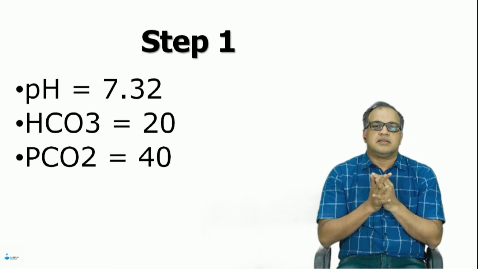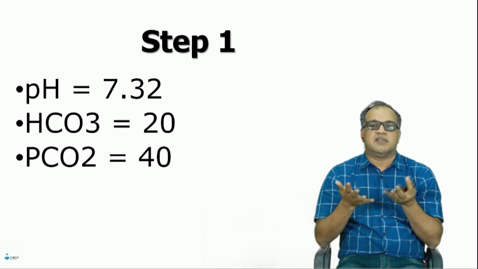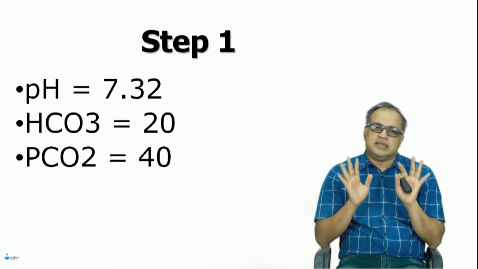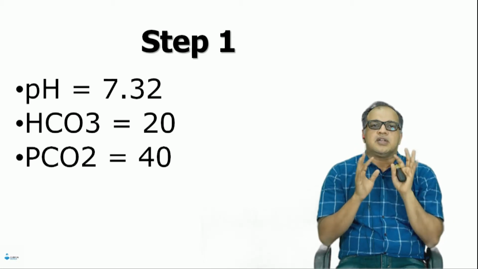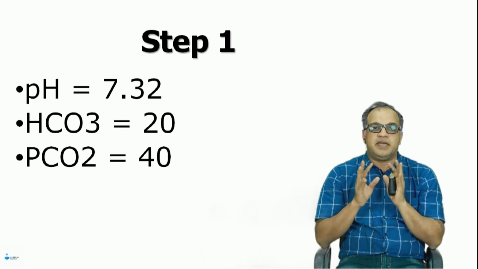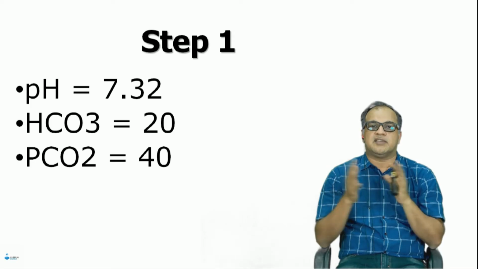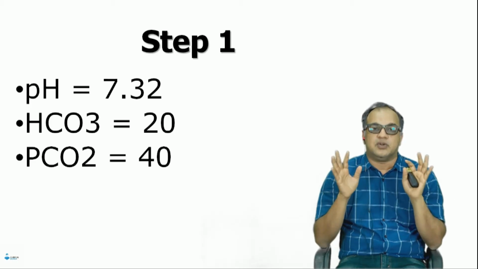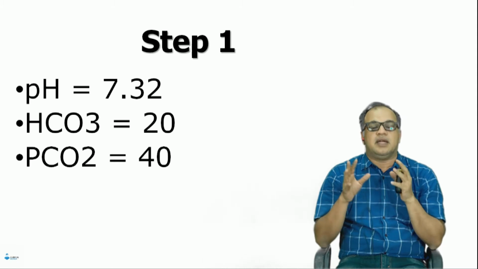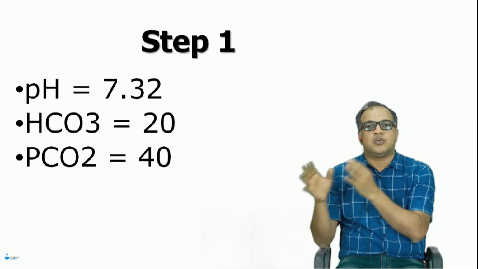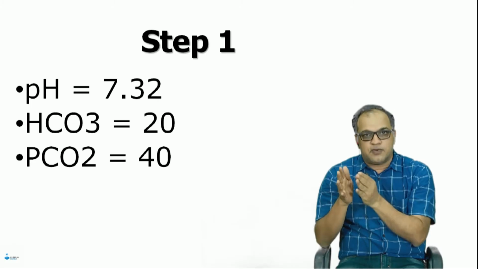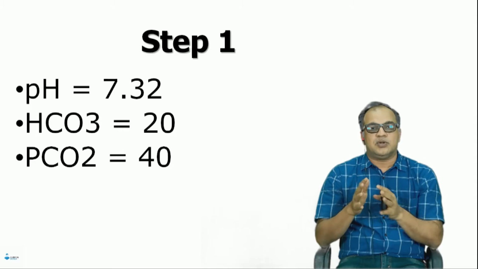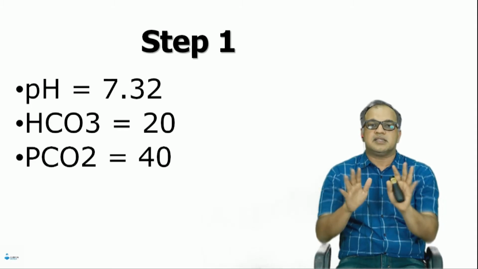So let's see. This is an ABG with a pH of 7.32, a bicarb of 20, and a PCO2 of 40. Let's say what values are normal and what values are abnormal. pH should have been 7.40, it is 7.32, it is abnormal. It is less than 7.40, so it is acidotic. Bicarbonate had to be 24, it is 20, so it is abnormal and on the acidotic side. PCO2 is bang on 40, which is normal.